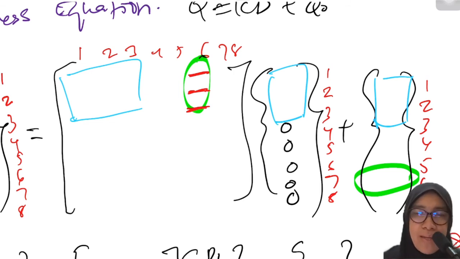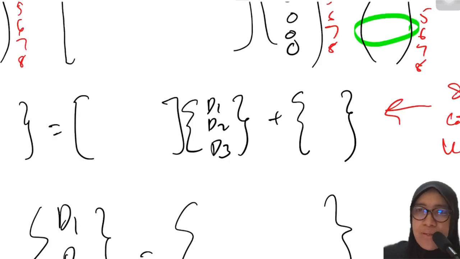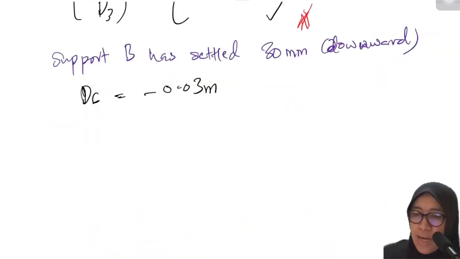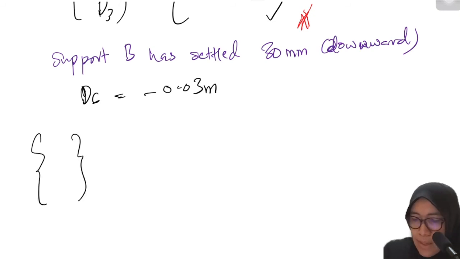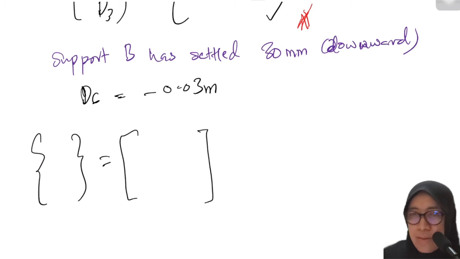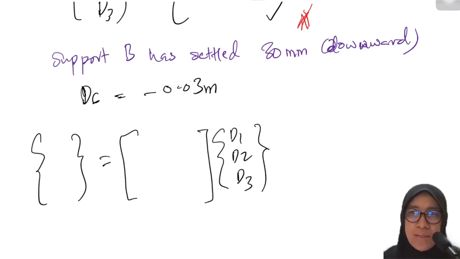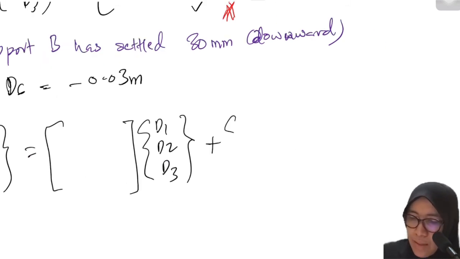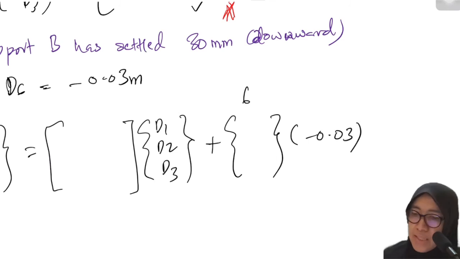Okay, so I will rewrite the equation after considering the support settlement. After considering the support settlement, we will get the stiffness equation like this. We have Q equal to K from 1,1 until 3,3, times D1, D2 and D3, plus position 6 just now, times a negative 0.03. This is D6.